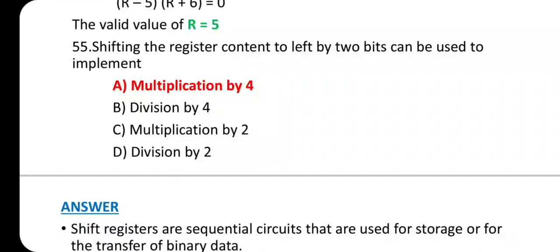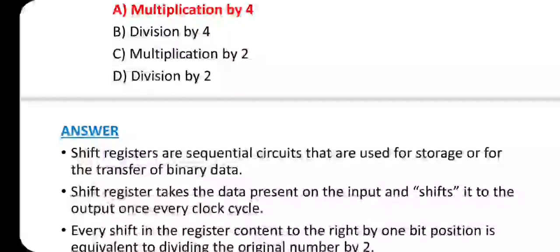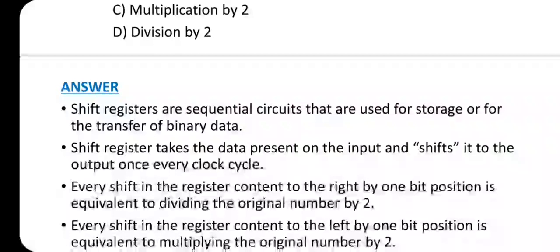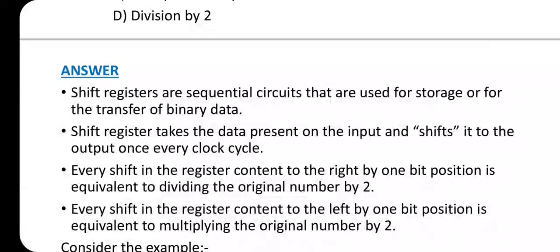Question number 55. Shifting the register content to left by 2 bits can be used to implement. Answer is option A, multiplication by 4. Shift registers are sequential circuits that are used for storage or for the transfer of binary data. Shift register takes the data present on the input and shifts it to the output once every clock cycle.